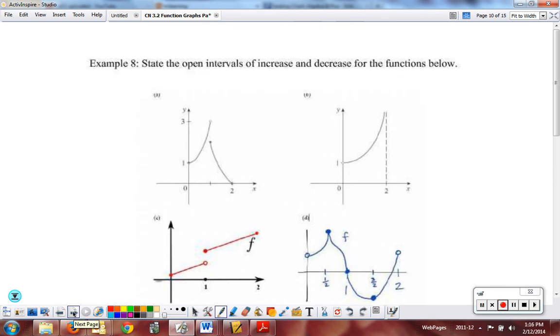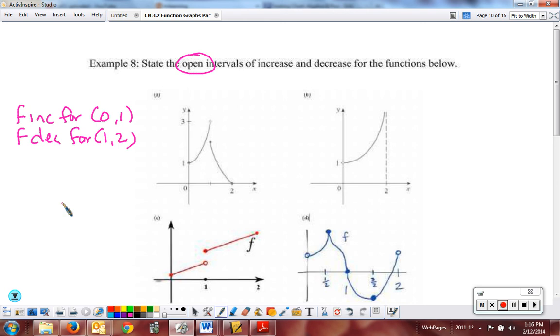All right, so now we're coming back to our little example that we've been working on. We're going to do the open intervals of increase and decrease for the functions that I have listed. So in this first one, let's do f increases for what? 0 to 1. What does f do for the other interval? F decreases for 1 to 2.